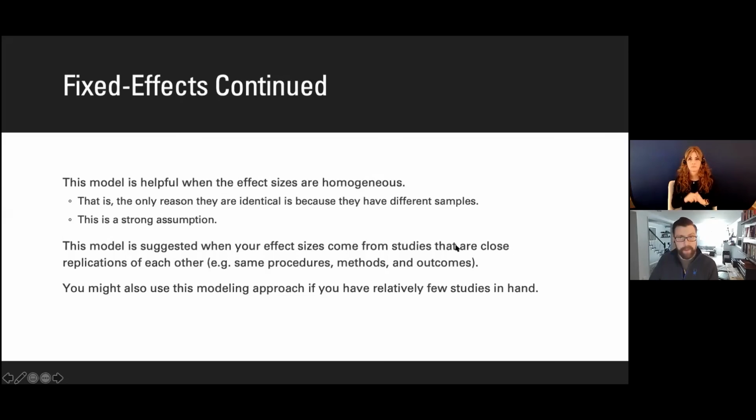And like I said before, if you've only got a handful of studies, say fewer than 5, practically you may be constrained to using this type of a modeling approach. And again, I'll come back to this once we get into random effects.